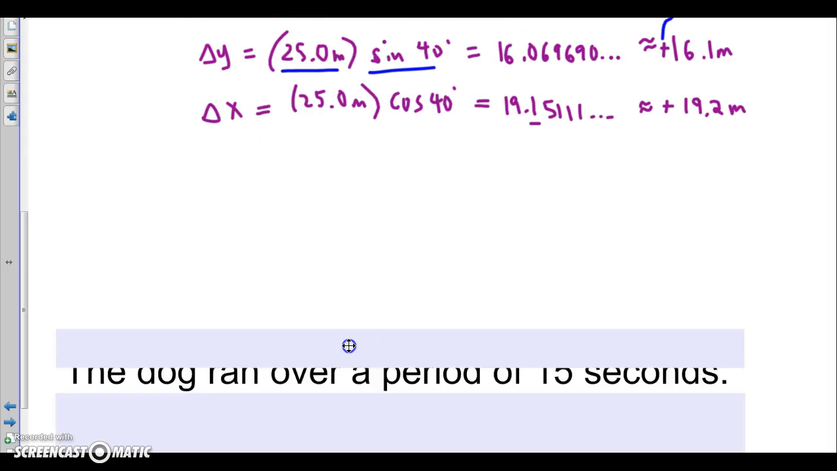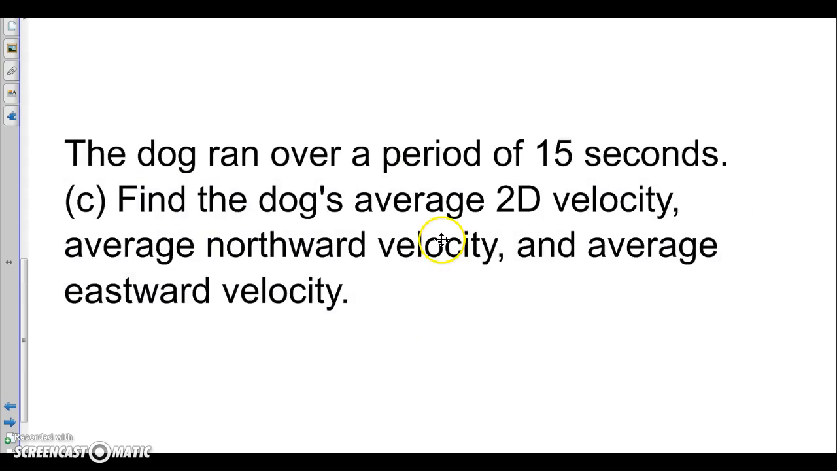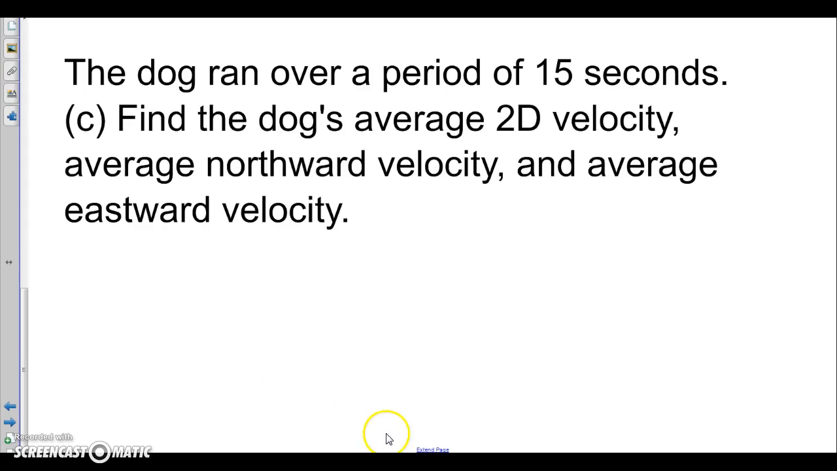What's our next question? The dog ran over a period of 15 seconds. As soon as we mention a time, you're thinking velocity, right? So what else are we asked? Find the dog's average two-dimensional velocity, the average northward velocity, and the average eastward velocity. The general equation for average velocity is displacement over how long it took for the displacement to occur, delta t.